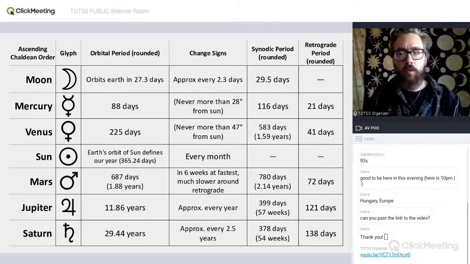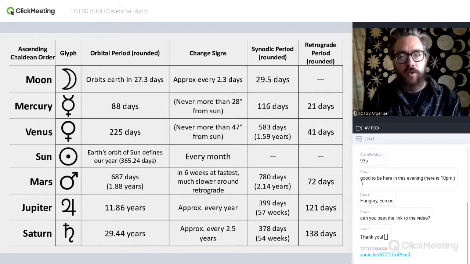All right, so we'll return to this later, so we're not going to go through all of this here in detail. I'll provide the slides for you all if you want this for your reference. But we've got the 7 classical planets here arranged in what we can call ascending Chaldean order. Normally Chaldean order goes from Saturn down to the moon, which is from the slowest to the fastest, but here we're going from the fastest to the slowest, or from the nearest to the furthest.